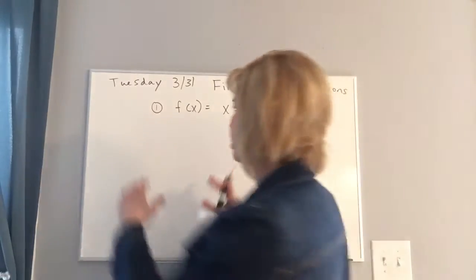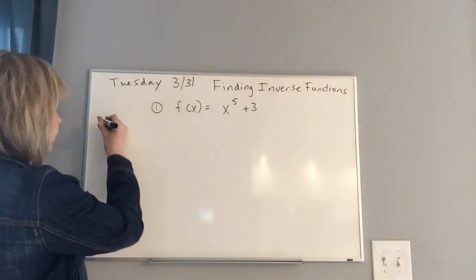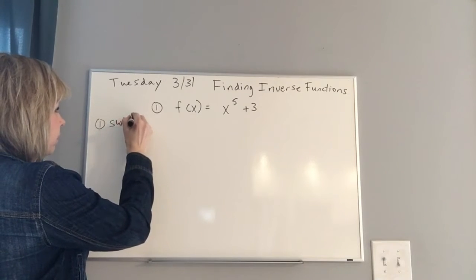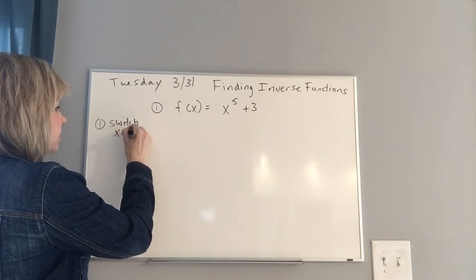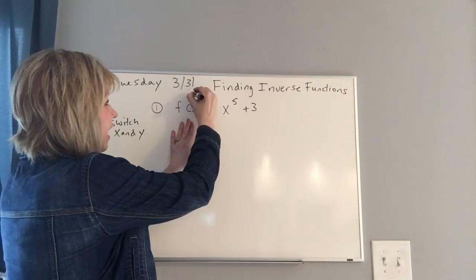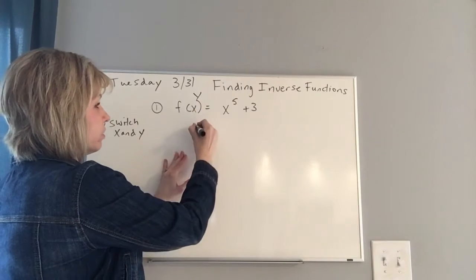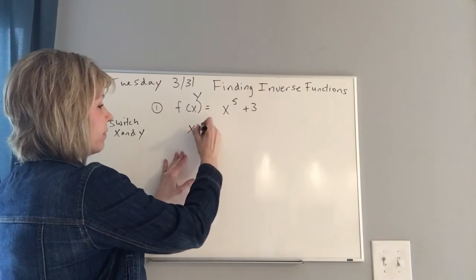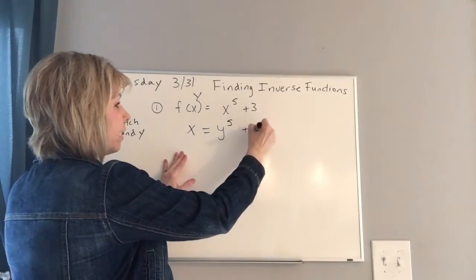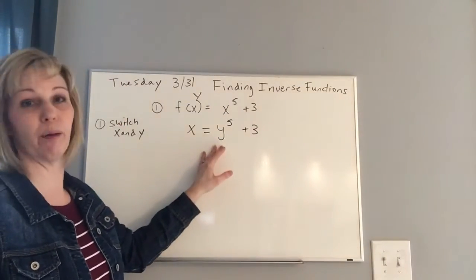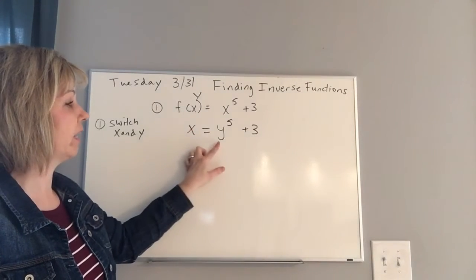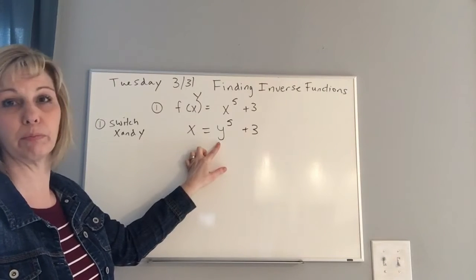First thing, I'm going to put over here the steps. First, switch the x and y. So basically when you see f of x, that's the same as saying y equals. So instead of y, we're going to put an x. So x equals y to the 5th plus 3. Don't change any operation in it. Where we see f of x, that's our y. Put x there instead, and then we have y to the 5th plus 3.